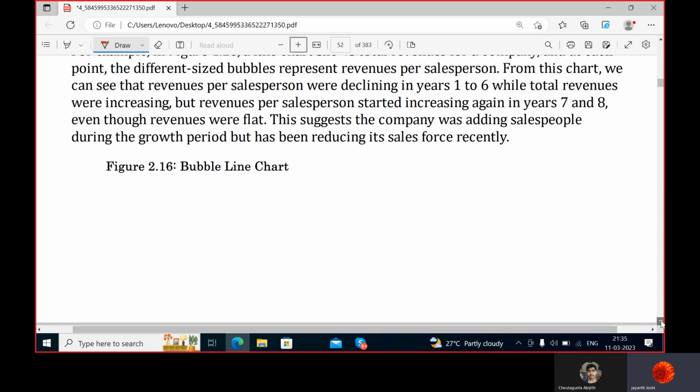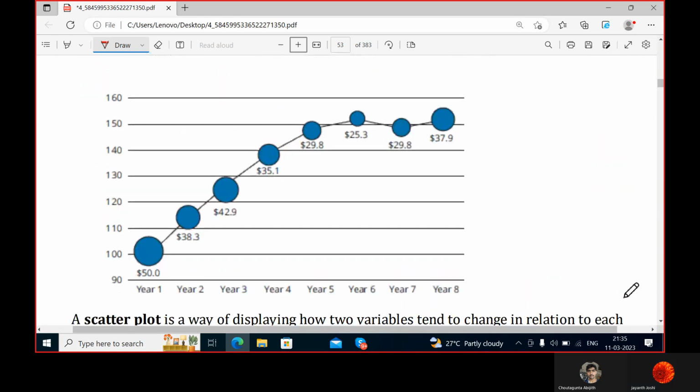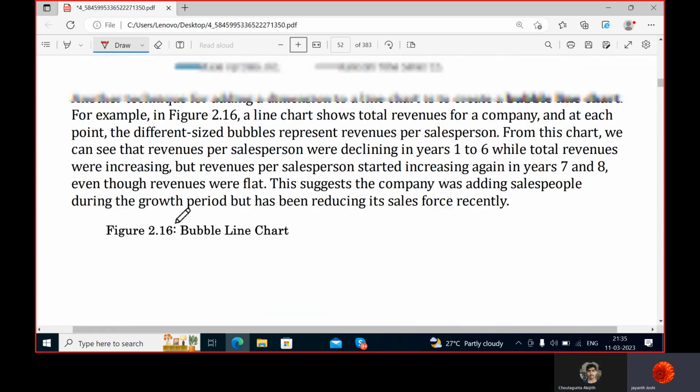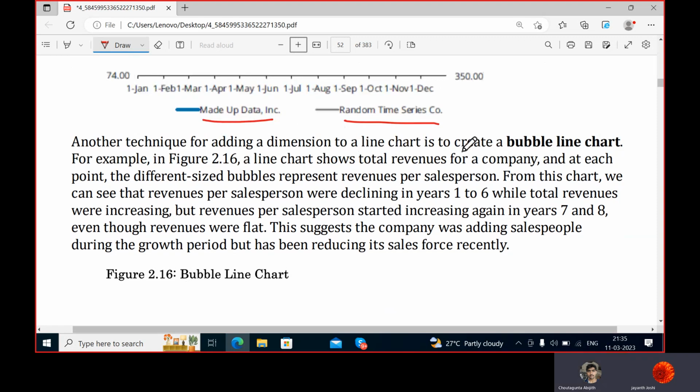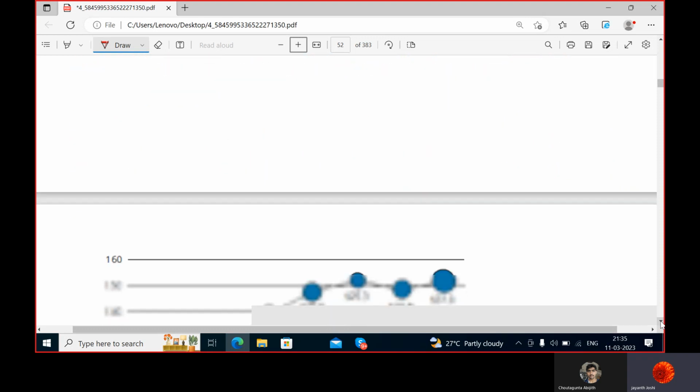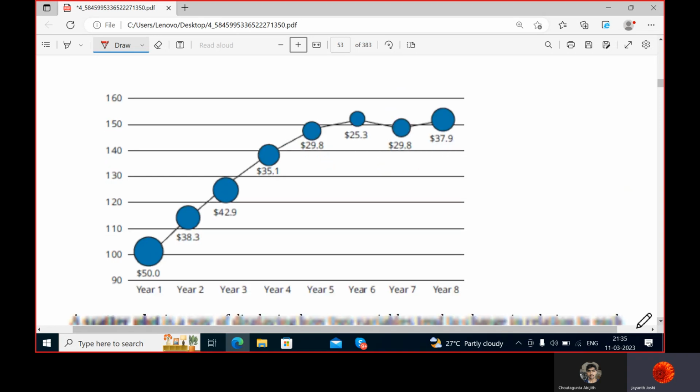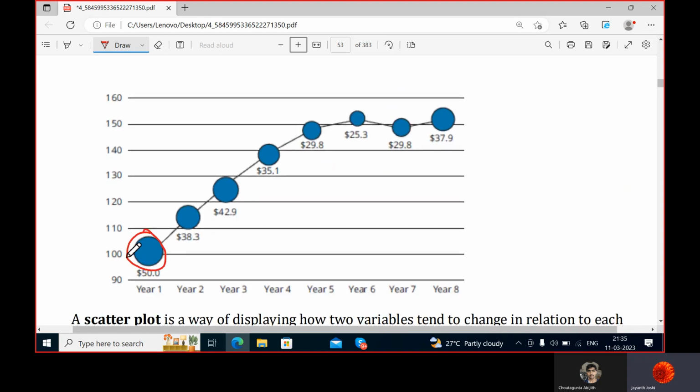Then the bubble line chart. This is the way the bubble line chart works. So you have made this bubble line chart, but what does it mean? Another technique for adding a dimension to a line chart is to create a bubble line chart. For example, hello Abhijit, can you follow me? Yeah, so far. In figure 2.16, a line chart shows total revenues for a company, and at each point the different sized bubbles represent revenues per salesperson. We see the revenues to be the highest here in year one, correct? The size is the biggest, and here the lowest, and then again moderate.